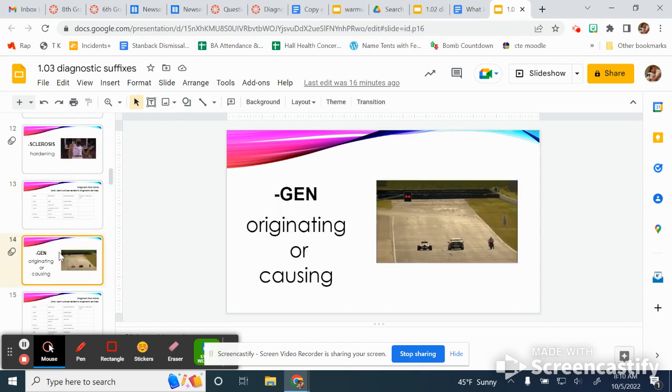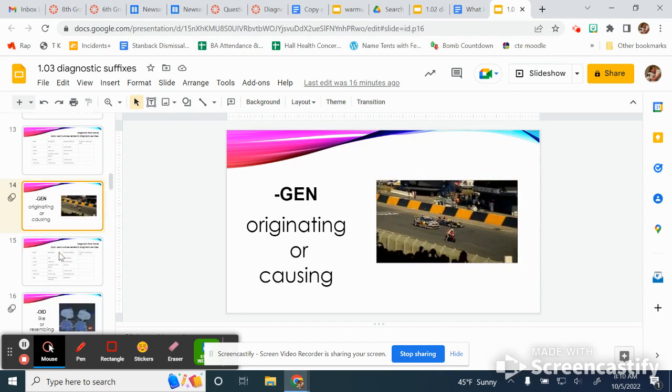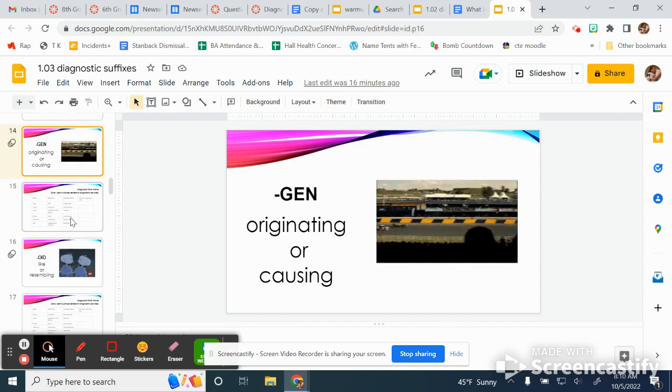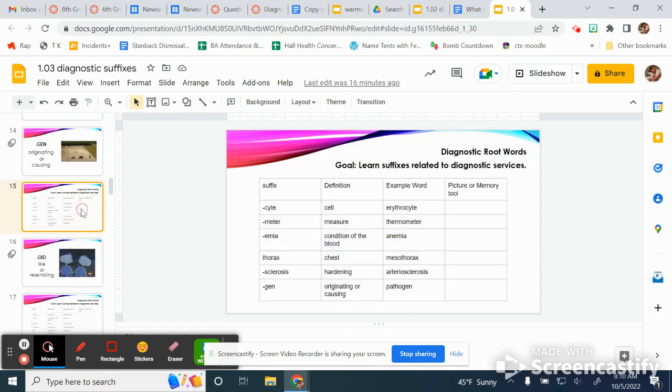Next suffix is gen, G-E-N, originating or causing. They're on the start line. Motorcycle started very quickly. So gen, originating or causing. Pathogen, we know what patho means. So a pathogen is something that causes a disease. That could be a virus, that could be bacteria, fungus, or some type of parasite.